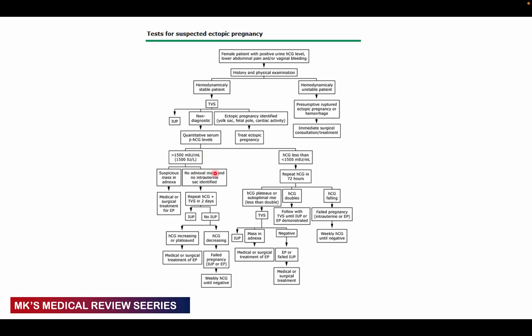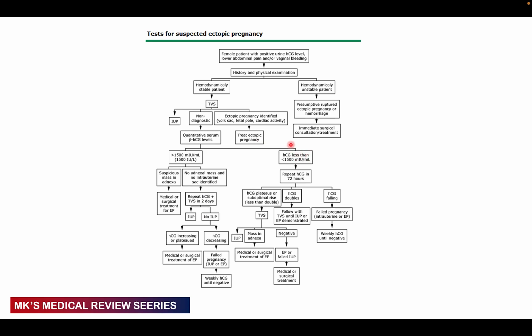If there's no adnexal mass and no intrauterine sac, then we repeat the beta HCG and the transvaginal ultrasound in about 2 days, which may or may not show an intrauterine pregnancy. If it doesn't show an intrauterine pregnancy and the HCG level is increasing or plateauing, we treat for an ectopic pregnancy. If the HCG levels are decreasing, then this is a failed pregnancy, whether intrauterine or ectopic. So we continue with weekly beta HCG until it becomes negative.